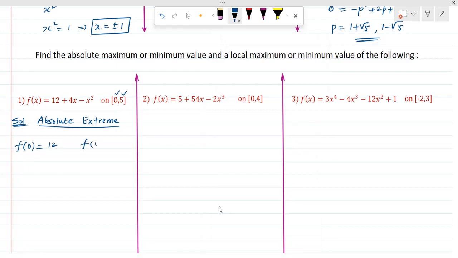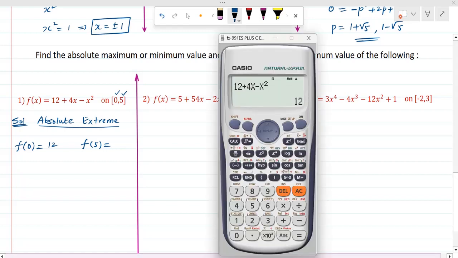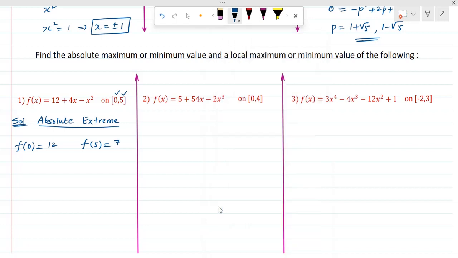And f of 5, what is f of 5? Calc, again 5. So the value will be 7. Now I have to calculate the critical value and then we have to substitute the critical value as well. So to find the critical value, I have to calculate f prime. What is f prime? It is 4 minus 2x. Put it equal to 0. 4 minus 2x equals 0, 2x is equal to 4 and x is equal to 2. So also I substitute this 2 here.